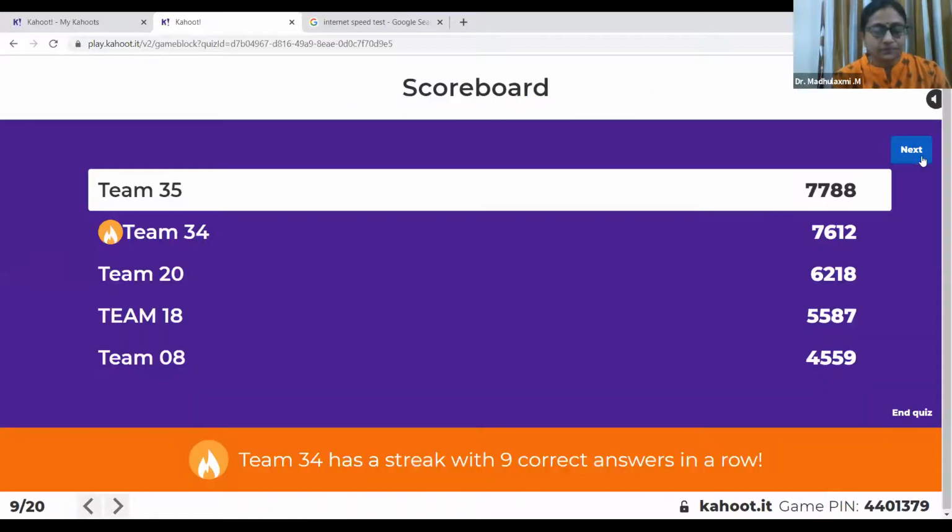Scoreboard. Now we have Team 34 in first position and Team 35 just in second. Question number 10.